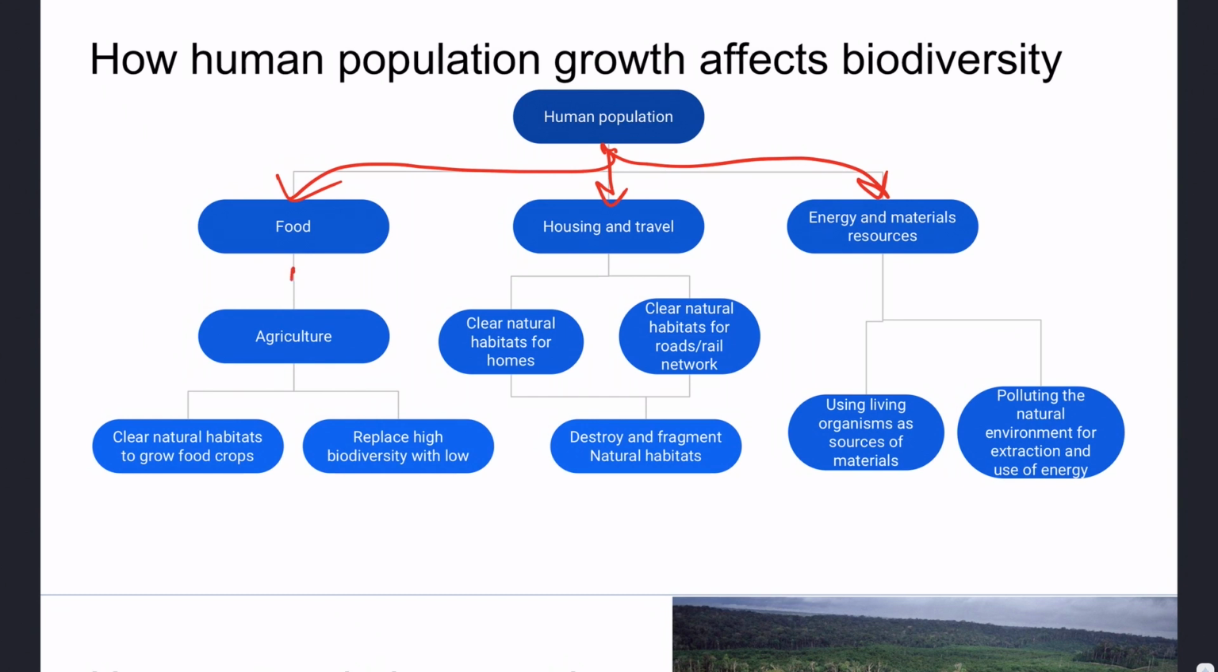Okay, so in terms of food, that's agriculture, and agriculture requires habitats to be cleared. So you lose all those organisms in order to have a farm and grow one thing, and because you're replacing many different types of organisms with essentially one, your food crop, you're replacing high biodiversity with low. With housing and travel, again, a similar idea. You need space to build houses, buildings, etc., roads. You need to remove natural habitats in order to make the space for that, and to clear space for roads and rail. Ultimately, you are destroying and fragmenting natural habitats.